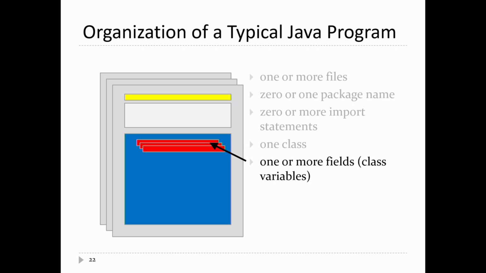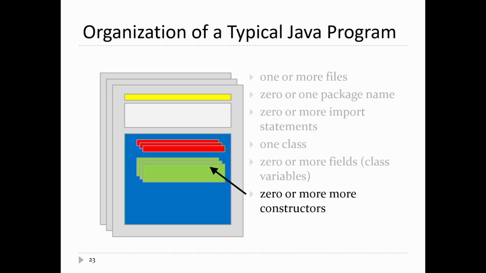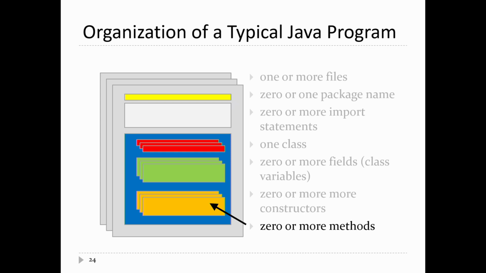Okay, and then inside each class, there's one or more fields. A field is just a variable that belongs to the class. There will be these things called constructors, so 0 or more constructors. You've used a constructor in the course, or we've at least seen the use of a constructor in the course. A little bit later on, we're going to implement one. And then you'll have 0 or more methods. Typically, there's more than 0 fields, more than 0 constructors, and more than 0 methods.